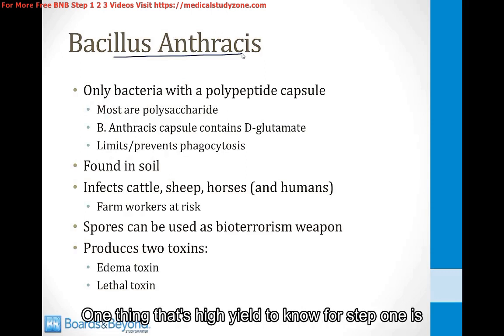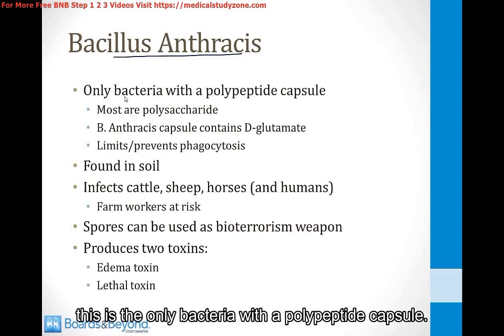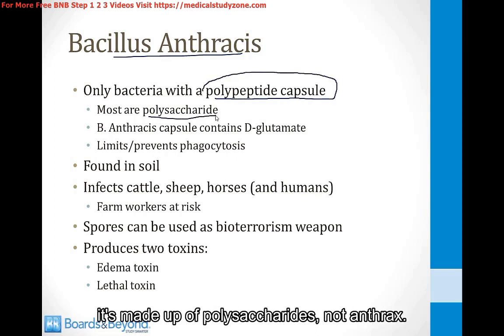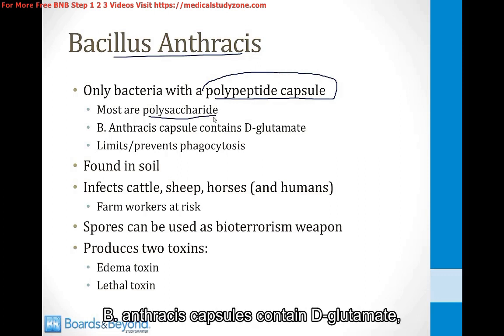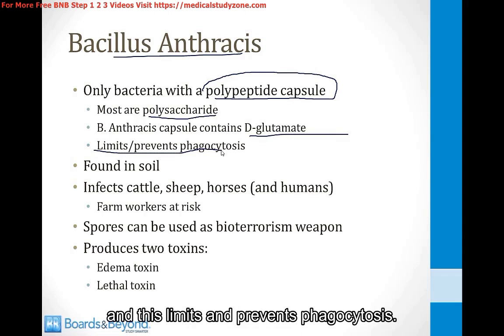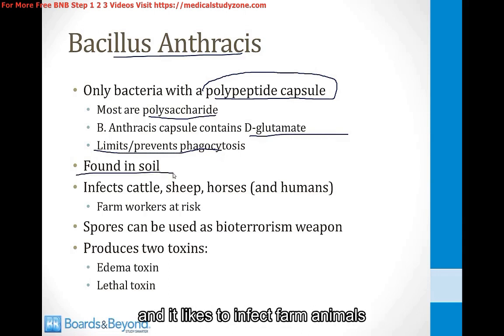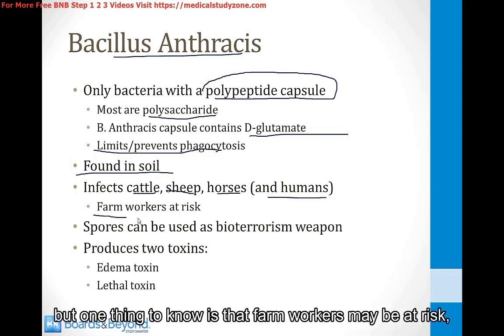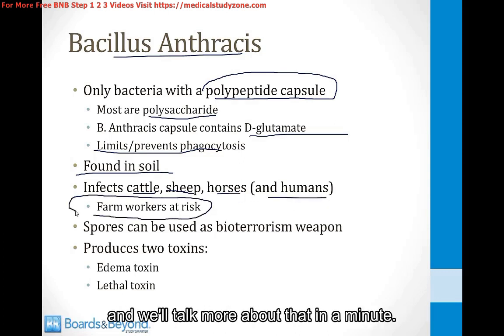One thing that's high yield to know for step one is this is the only bacteria with a polypeptide capsule. Most bacteria that have a capsule, it is made up of polysaccharides, not anthrax. B. anthracis capsules contain D-glutamate, and this limits and prevents phagocytosis. It's found in the soil, and it likes to infect farm animals like cattle, sheep, and horses. Of course, it can also infect humans. But one thing to know is that farm workers may be at risk, and we'll talk more about that in a minute.